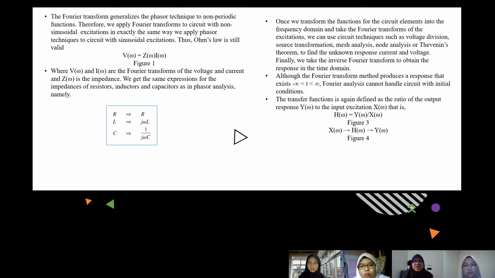Fourier transform can use circuit techniques such as voltage division, source transformation, mesh analysis, node analysis, or Thevenin's theorem. It can find the unknown response. We transform the function of the circuit element, and also Fourier analysis cannot handle circuits with initial conditions. For the further explanation, I will pass to Aisyah Safia.